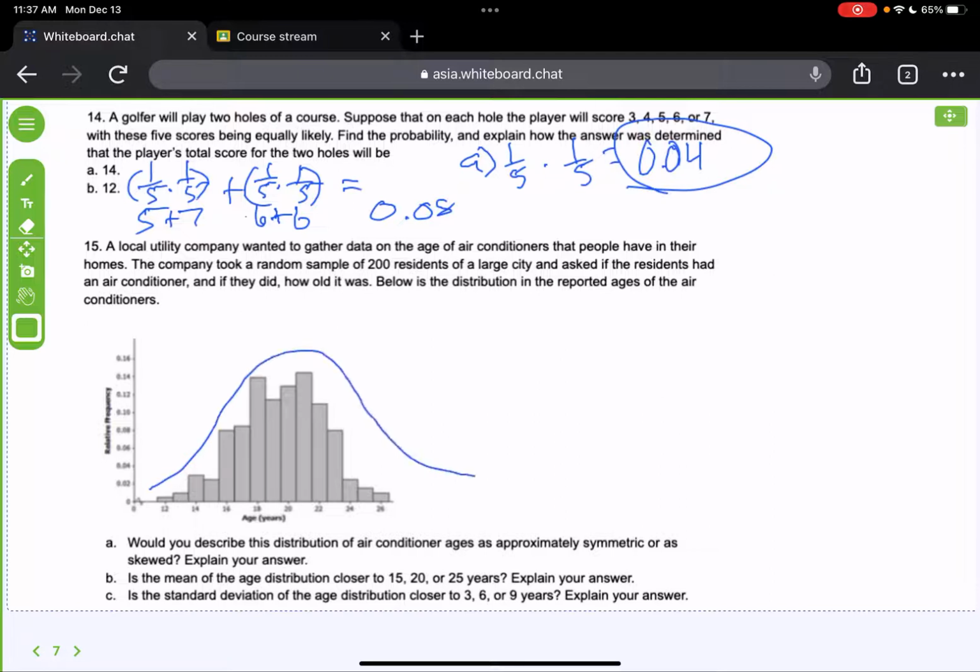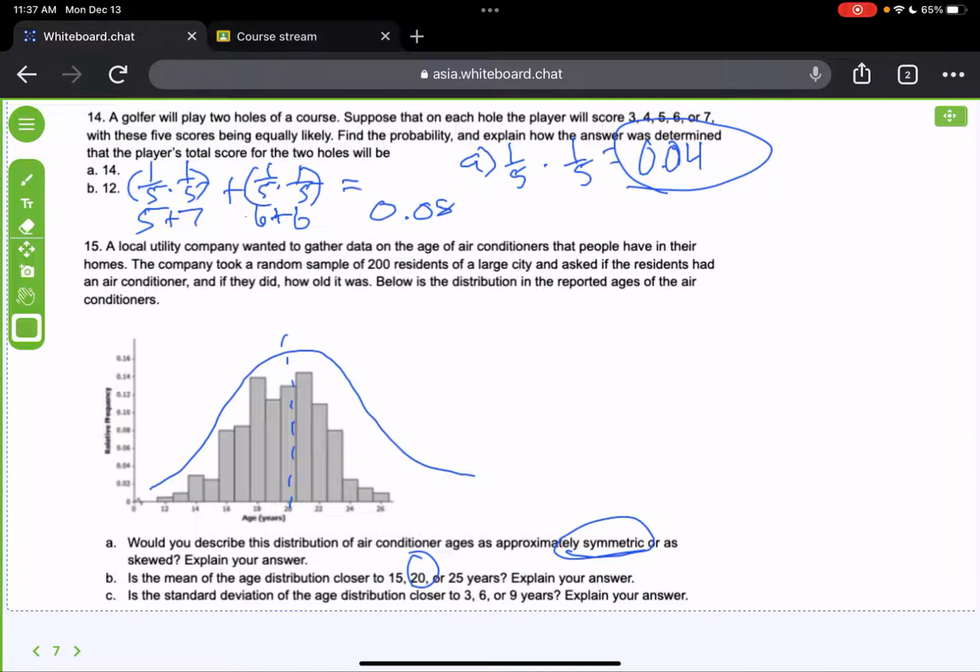Would you describe this distribution of ages of air conditioners as approximately symmetric or skewed? Well, I'm going to say that's symmetric. I'm just going to circle it. That is symmetric. Now, is the mean of the age distribution closer to 15, 20, or 25 years? Well, it's going to be closer to 20, right? It's going to be falling right in here somewhere.